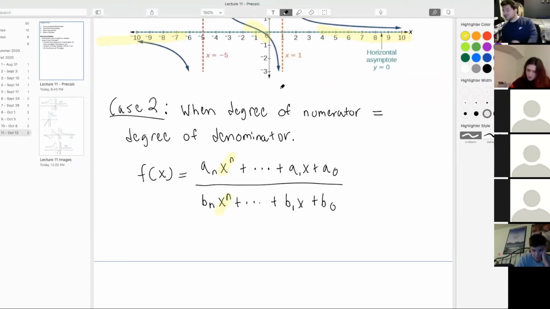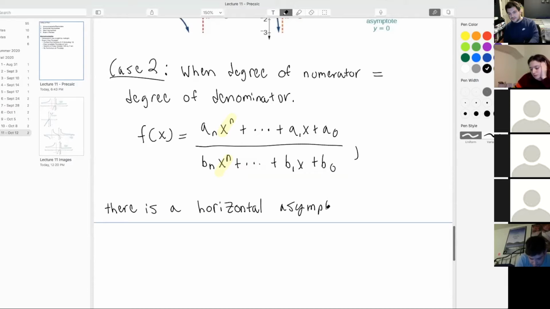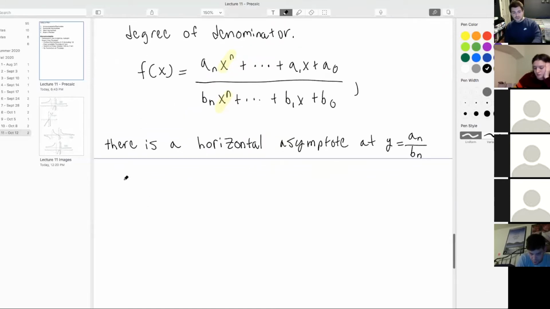So what is the conclusion? Here's the conclusion: there is a horizontal asymptote at the line y equals a_n over b_n. This is kind of cool. What you do is you take the ratio of the leading coefficients.